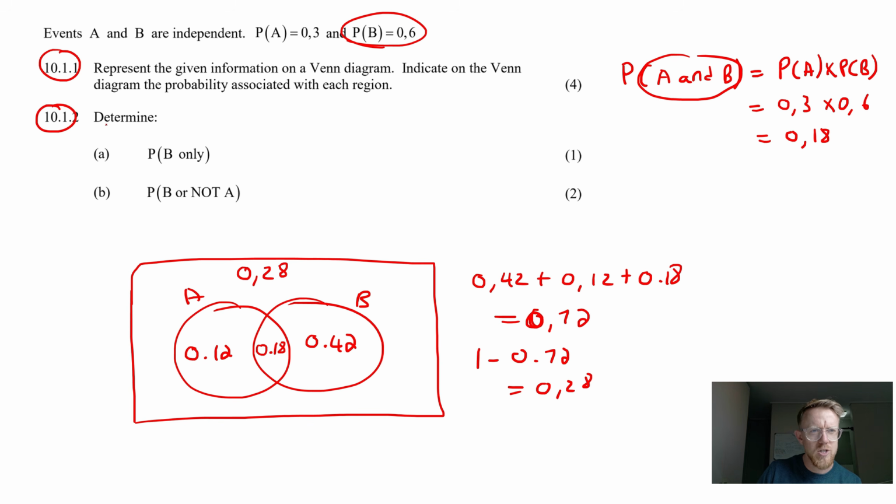Okay, now this question says, determine the probability of B only. So B only is there, so it's just 0.42. It's only worth 1 mark. And then this one says, what is the probability that something is in B or not in A?